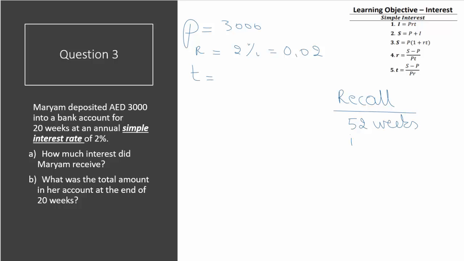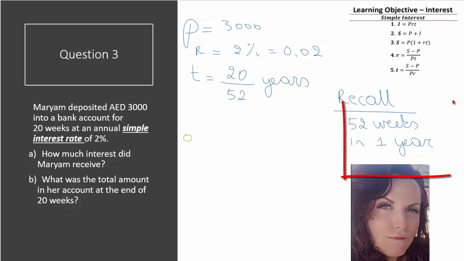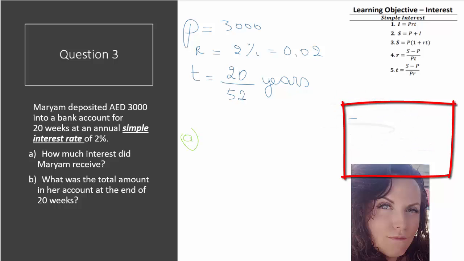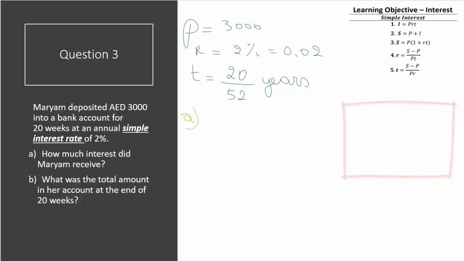It's important that you don't just fill out 20. If you fill out 20, then you say that there's 20 years worth of investments. Now there's only 20 weeks, so divide by 52. For question A, it's important to notice that Mariam will receive this interest because she makes an investment into a bank account, so she will earn this interest.